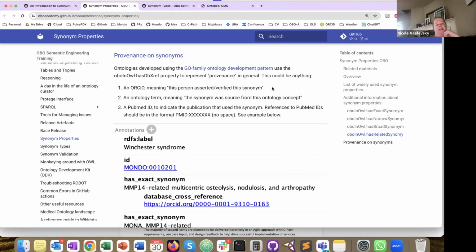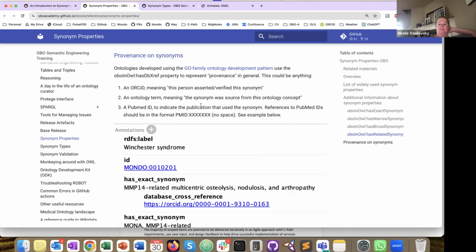So types of provenance that can be included on a synonym could be someone's ORCID, their personalized ID number generated through orcid.org. And this is meant to be interpreted as this person asserted this synonym or verified this synonym. When I'm curating ontologies, if someone requests a synonym to be added, I will add their ORCID as this is the person that requested the synonym.